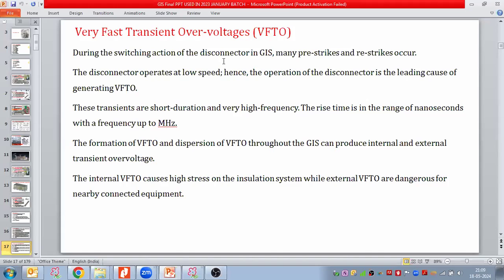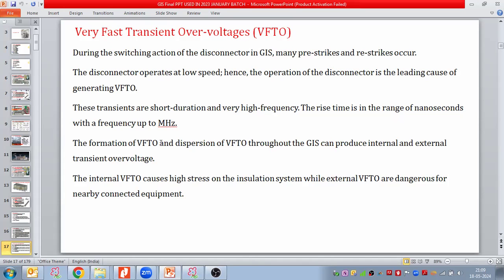During the switching action of the disconnector in GIS, many pre-strikes and re-strikes occur. The disconnectors operate at low speed, hence the operation of the disconnector is the leading cause of generating VFTO. These transient voltages are of short duration and very high frequency. The rise time is in the range of nanoseconds with a frequency of megahertz. This is a high frequency waveform generated in GIS substations.